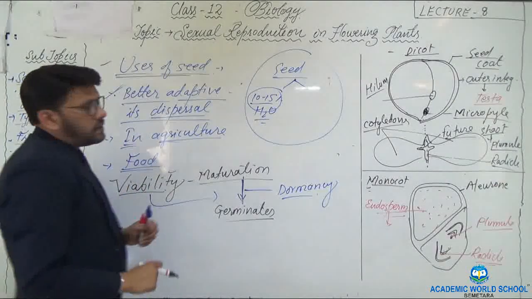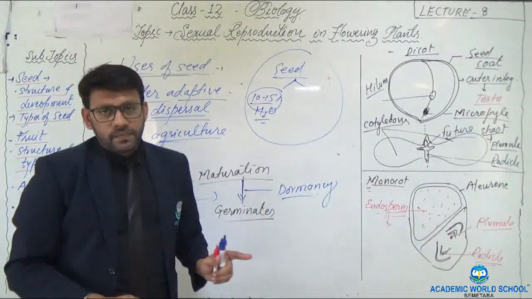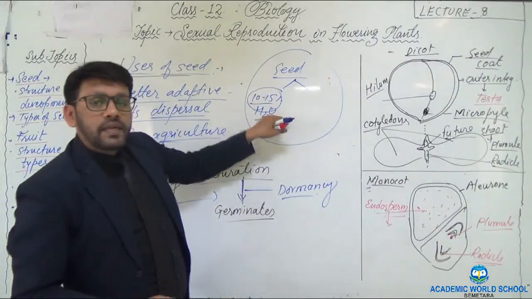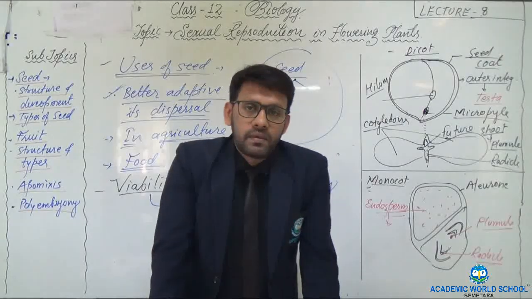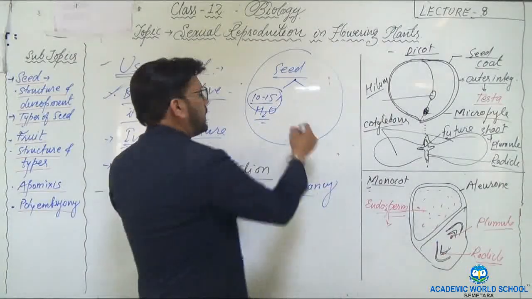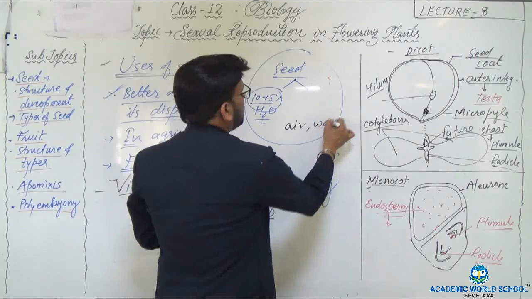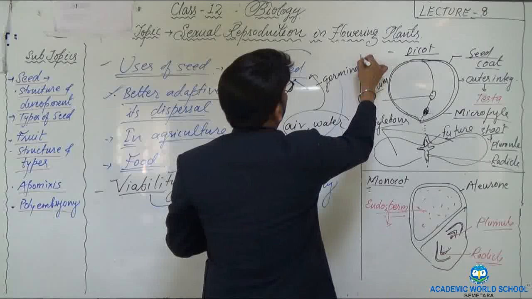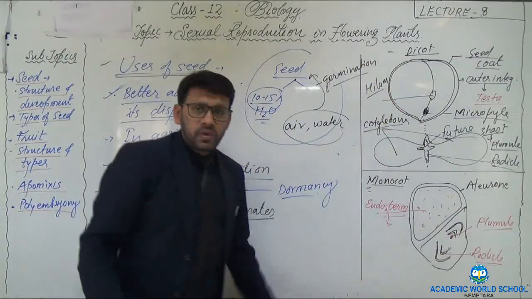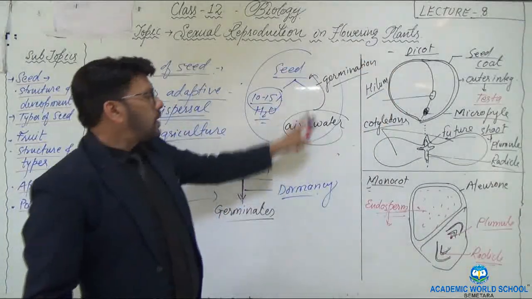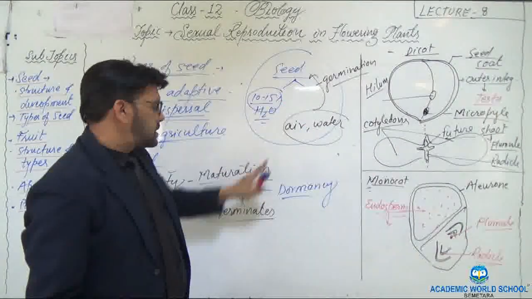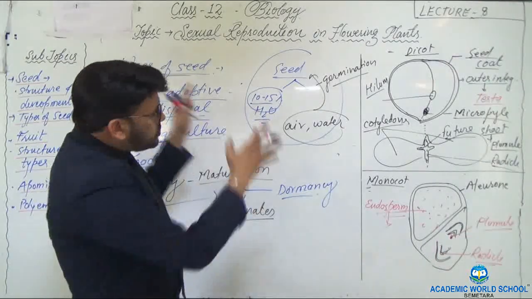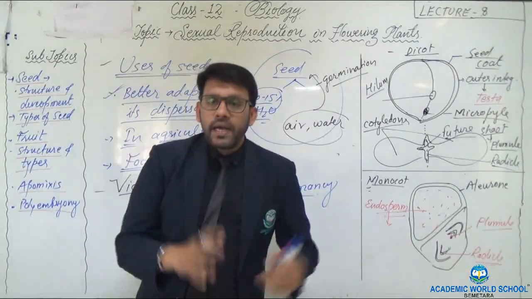Now when they go into the resting phase, unless and until these seeds get the favorable condition, they will not germinate. When I say favorable condition, it means they need air and water for germination. So unless and until all these favorable conditions are available, the seeds won't germinate. Understand? So these seeds have their viability.